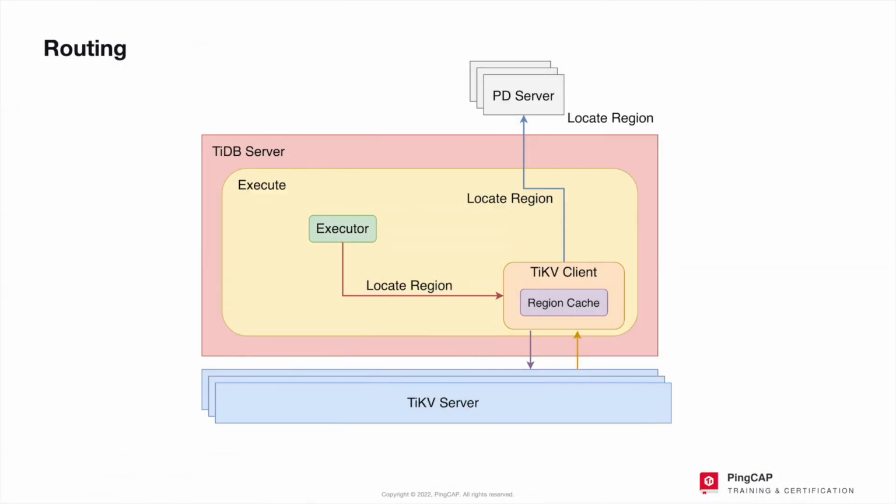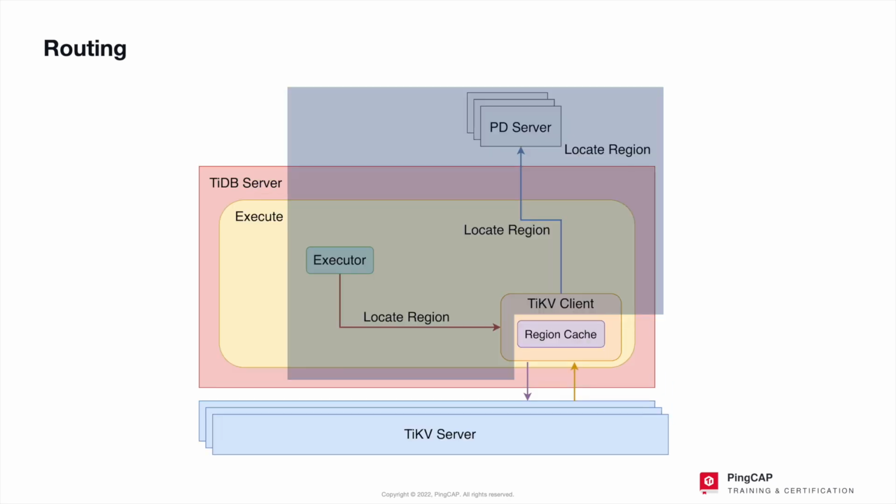Since PD stores all TiKV cluster information, it naturally provides routing functions to the TiDB servers. Routing means that data is written to and read from the TiKV node where the data should live. So how does TiDB server write a value to the key?